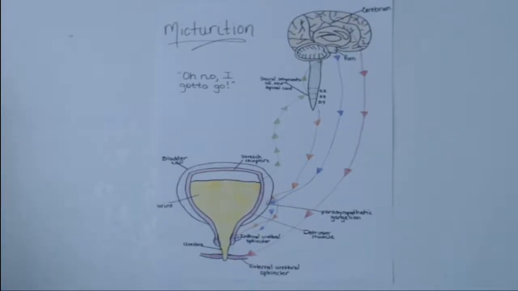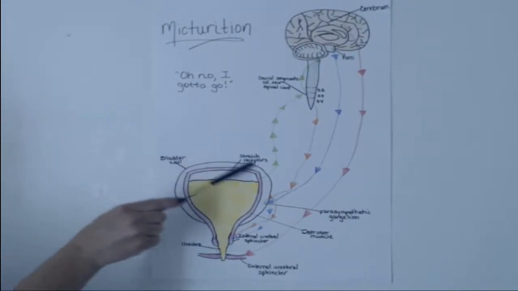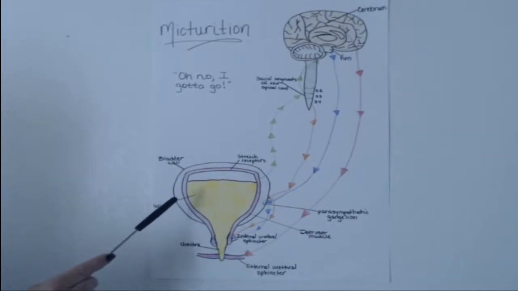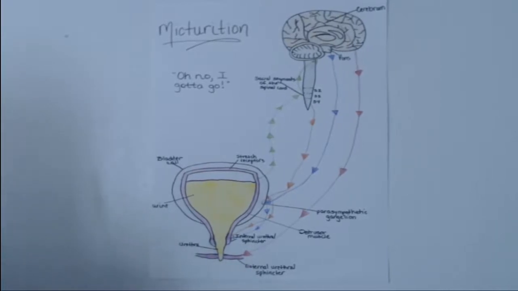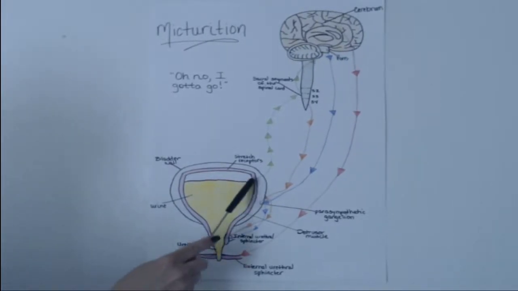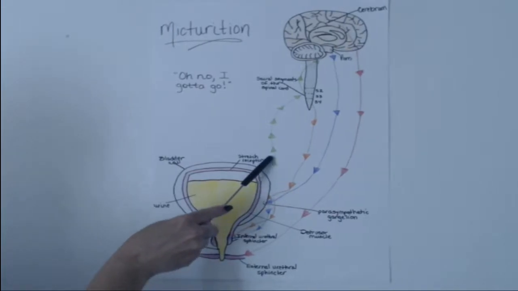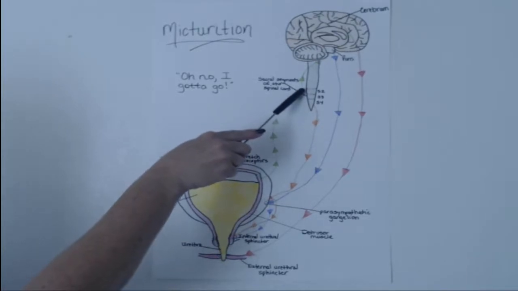Micturition is the act of urinating and is partly controlled by the spinal micturition reflex. When your bladder becomes approximately 200 milliliters or more full with urine, the stretch receptors inside the bladder wall become excited and issue afferent signals in the pelvic nerve by way of sensory fibers. These signals, here in green, head to the sacral spinal cord, usually in segments S2 and S3.